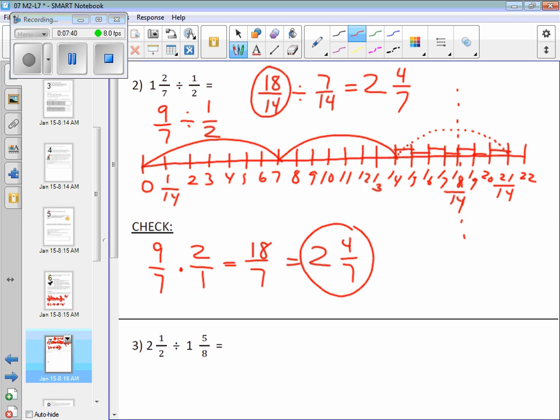Be honest, how many of you got 2 4/7 when you did keep change flip? I just have to get an idea of how many of you still need more practice with this. That's not a huge percentage. We're going to have to practice it. If you didn't get it, see if you can identify where your mistakes are. Maybe you didn't change it to an improper fraction first. Find out where your error was, because lesson 8 is all keep change flip, and you're going to have mixed numbers that you have to deal with.